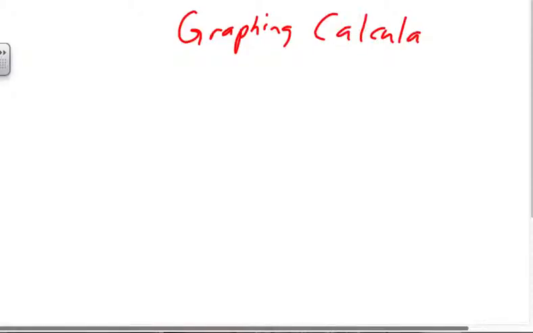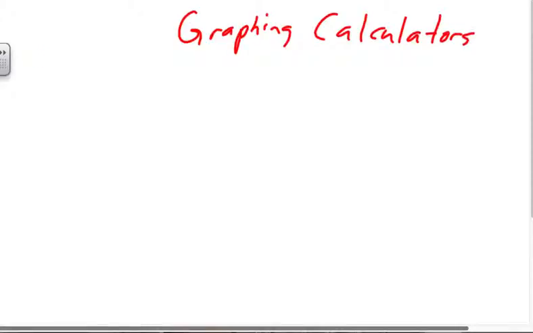Talking about graphing calculators. The important thing here is how these things can be used to help you. But you are going to have portions on your test where you're not allowed to use these things.